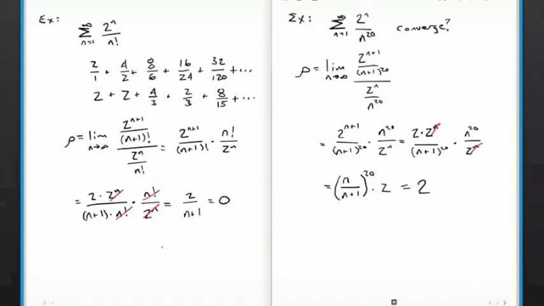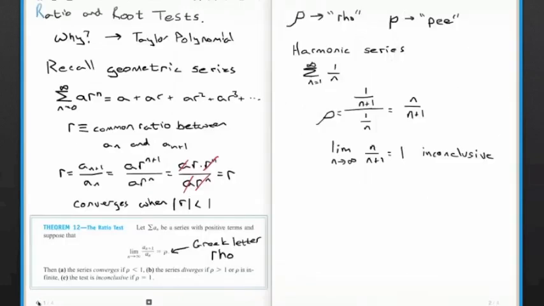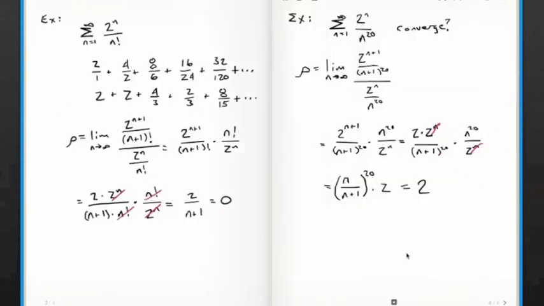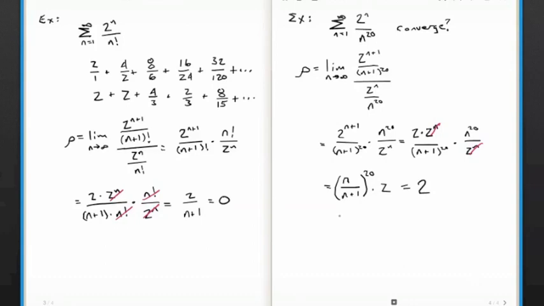Now what does that mean? We go back to our theorem here. Let's see, it diverges if rho is greater than 1. Rho is greater than 1 for sure. So 2 is greater than 1. Therefore, this diverges. Okay.